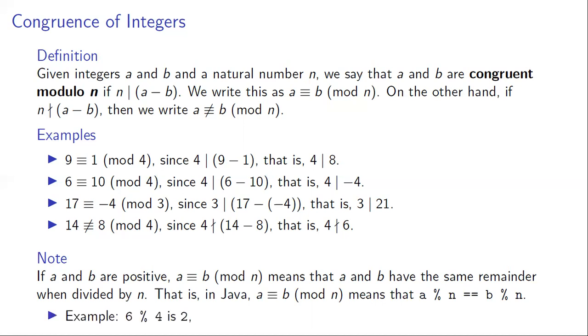For example, we know that 6 mod 4 is equal to 2, right? In Java, 6 mod 4, try it out, it's 2. 10 mod 4 is also 2. So we have two numbers, 6 and 10. And 6 mod 4 is 2, and 10 mod 4 is also 2. So therefore, 6 is congruent to 10 mod 4.